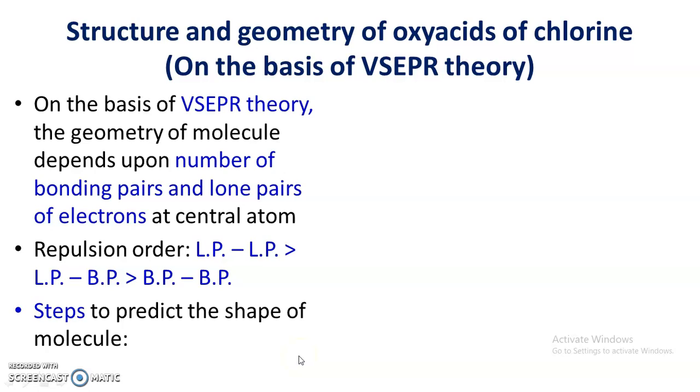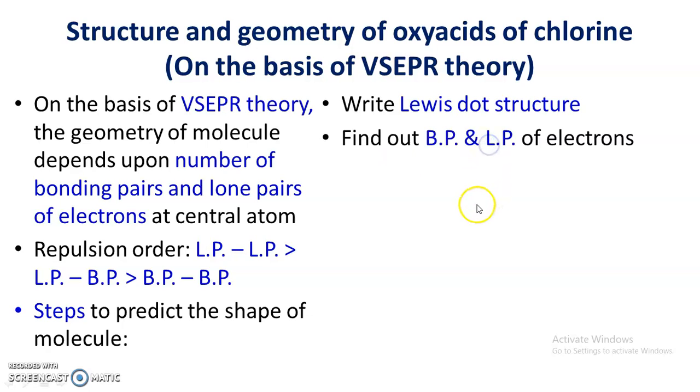Now there are some steps involved to predict the shape of a molecule. The first important step is to write the Lewis dot structure. Then find out the total number of bonding pairs and lone pairs of electrons.